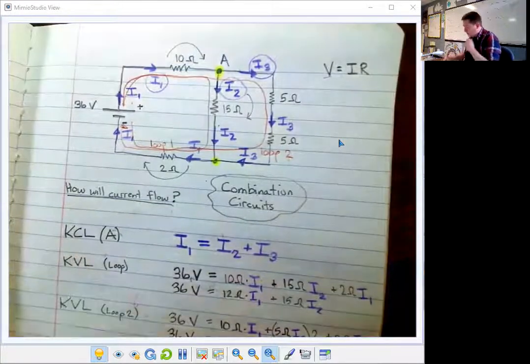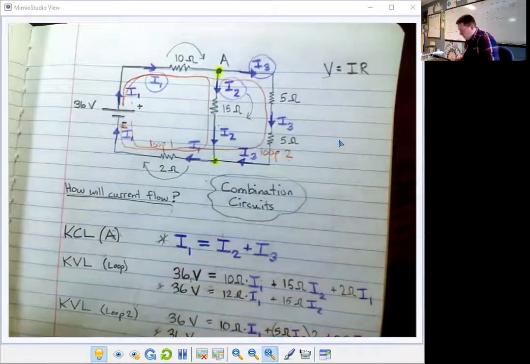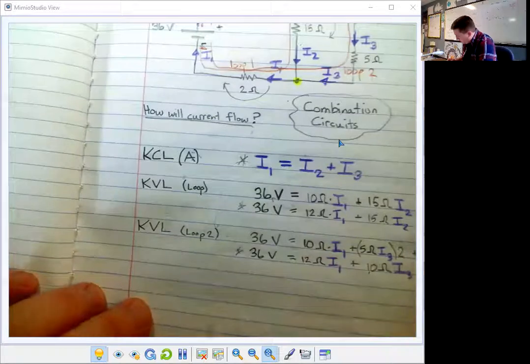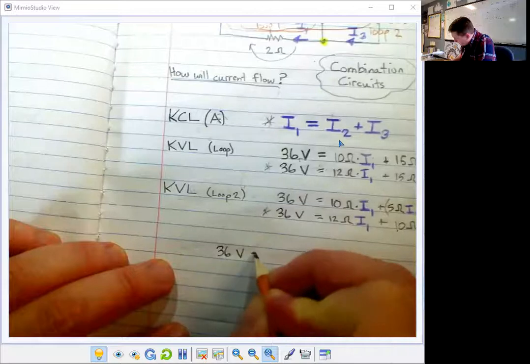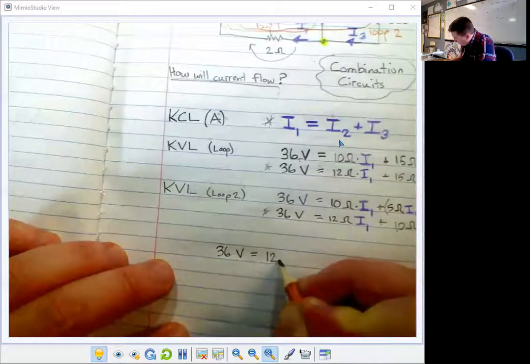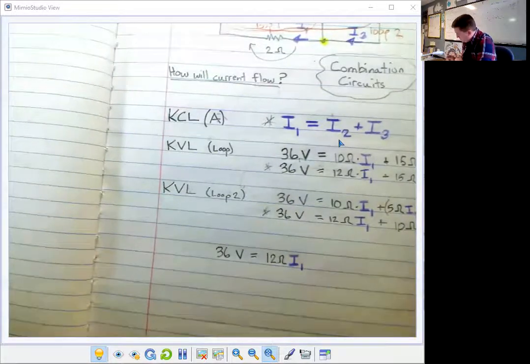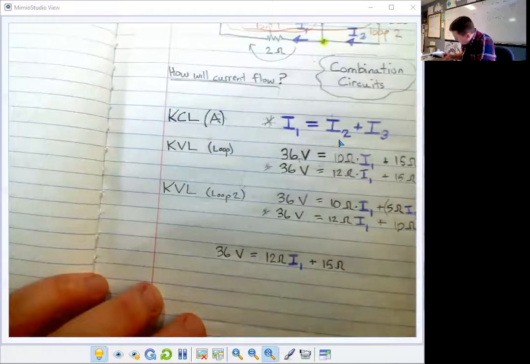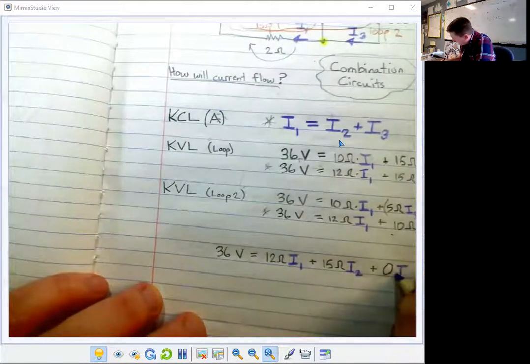I have 3 equations and 3 unknowns, and I can use these 3 equations to solve for those unknowns. I'm going to write them together, and I'm going to kind of line them up. So I'll start with the voltage laws, right? So I'm going to have 36 volts equals 12 ohm I1 plus 15 ohms I2. And then I'm going to add that I have 0 I3s on that path. And I can do that. I can add 0. It doesn't change the equation.